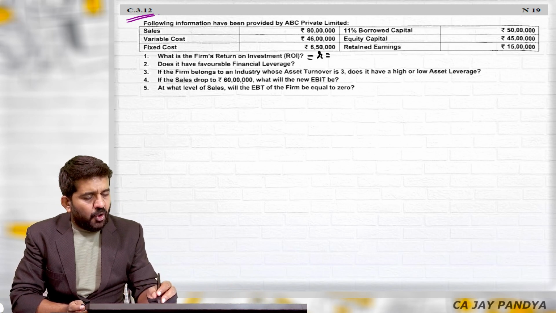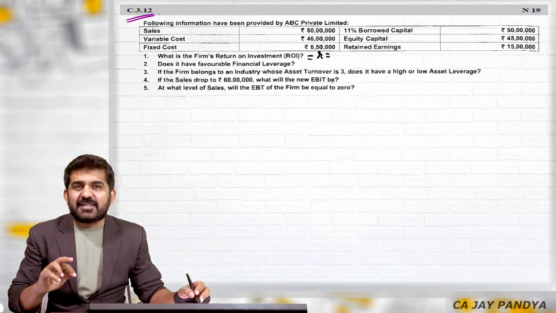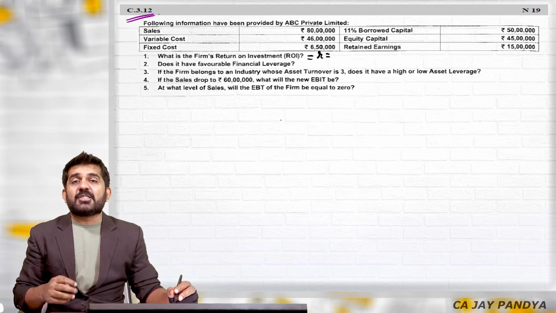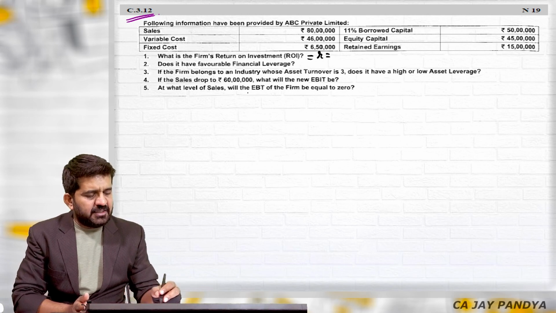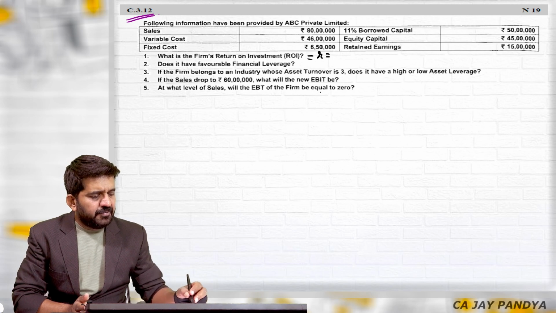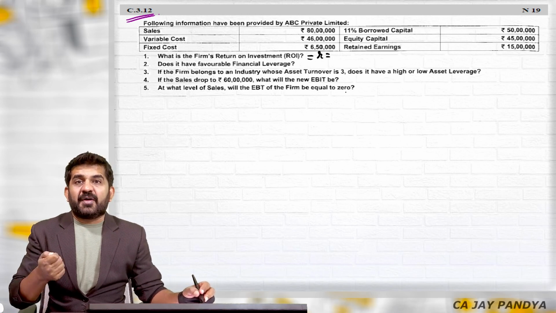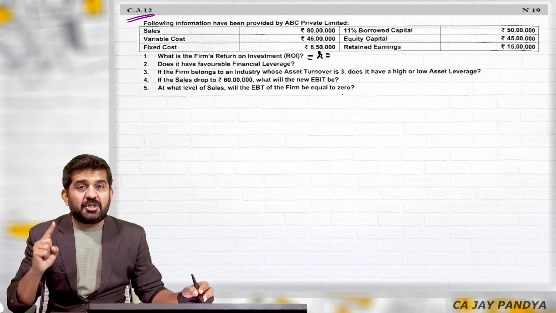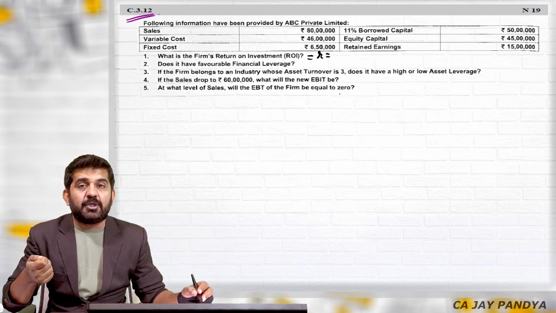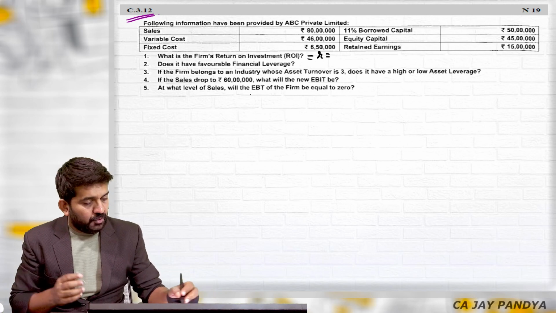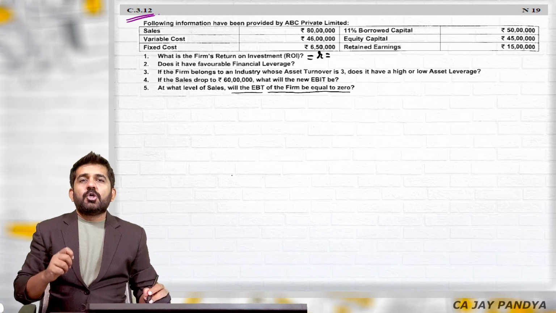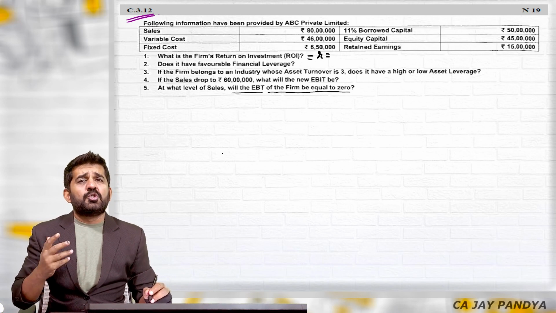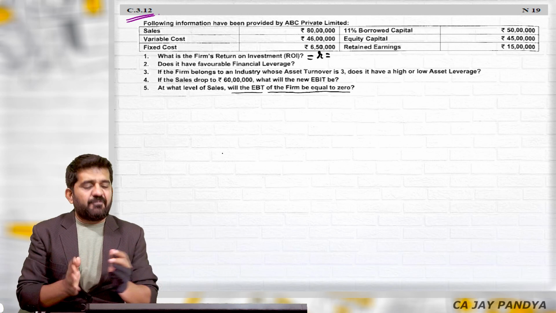If the sales drop to 60 lakhs, what will be the new EBIT? This I can solve using the concept of leverage, or even without it. At what level of sales will EBT of the firm be equal to 0? Sir, we need to find out the financial break-even point. No, financial break-even point is where EAT is equal to 0 or EPS is equal to 0. They want the level of sales at which EBT will be 0. You may or may not use the concept of leverage.